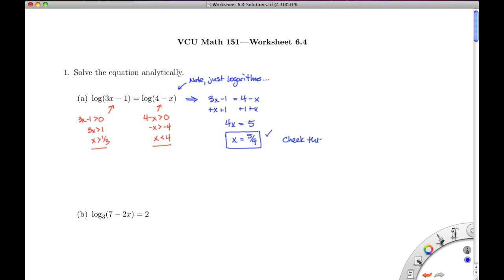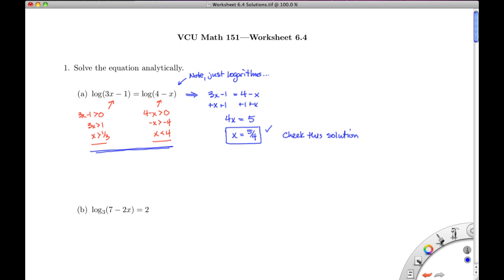This is a solution. Now you don't have to make these domain restrictions from the beginning if you don't want to. You could always just find your solution or solutions and then try plugging them back into your original logarithmic functions just to make sure that it's still a positive number. So however you want to do it is up to you, but that's definitely one way.